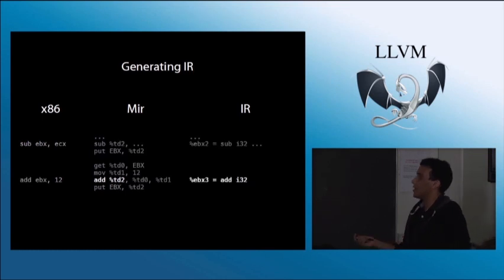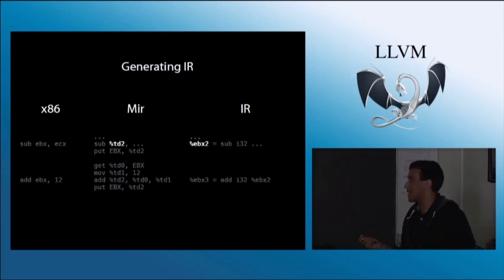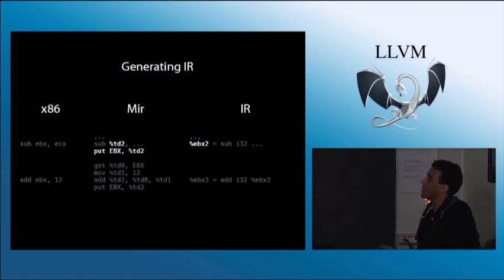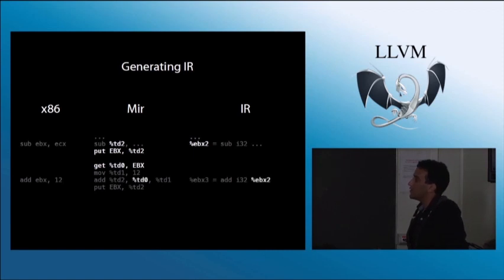When we see the IR, at the IR level, the starting point is the add, so we focus on the add here. If you look at the operands of the add, the first operand is EBX2. EBX2 was defined by the subtraction here. The output operand is the TD2 value, it goes through EBX, through TD0, and it's found here. So it's quite easy, using just a map from each register to an LLVM IR value, to map the EBX2 value straight from the sub to the add.